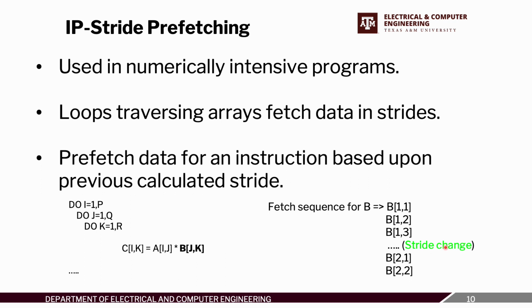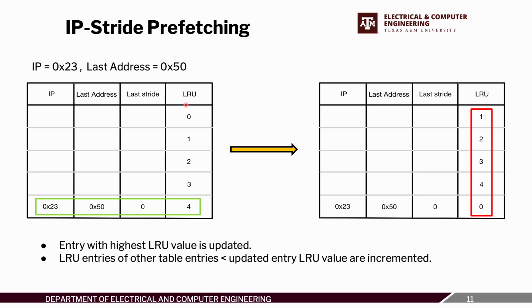and this stride changes only when we're accessing a different row of B, as in it's moving from 1 to 2. But from the observation that there is a constant stride between most of the data of the array B, we can prefetch this data of B and keep it ready so that it can be used later on in the program. The IP stride prefetcher works by storing a table of IP addresses along with its last miss addresses, the last stride and the LRU value.